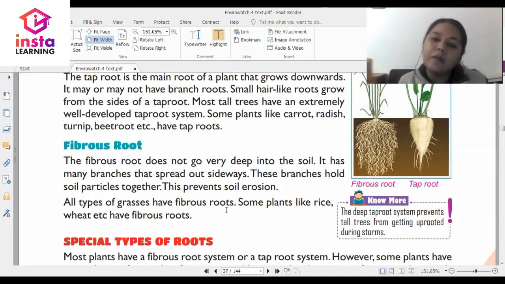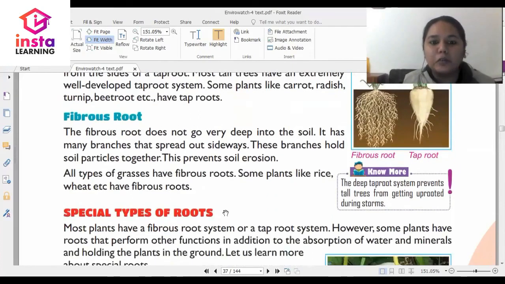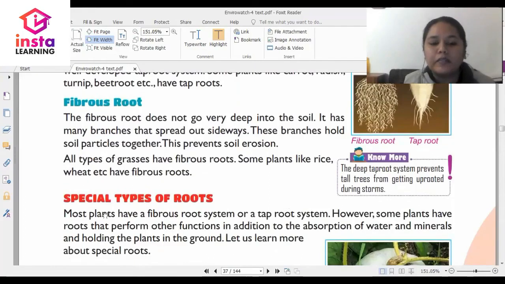So what is the example of taproot? Radish, carrot, beetroot, all these are taproot. And fibrous, you have wheat, you have rice and other grasses. Then there are some special type of roots. Let's see what are these.